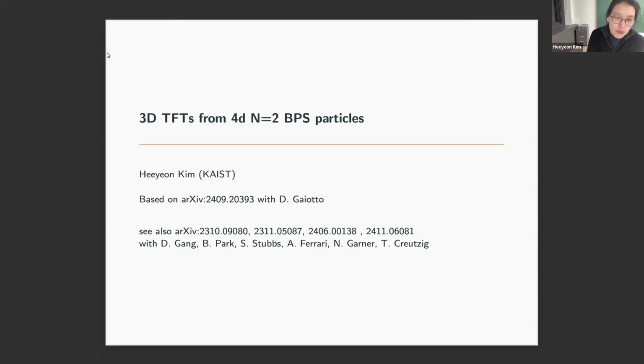So today I'm going to talk about some algebraic structures that arise from an interesting class of 3D topological field theories that can be obtained from 4D n=2 SCFTs, in particular the data of their BPS spectrum, in some precise sense that I'm going to explain as I move on.